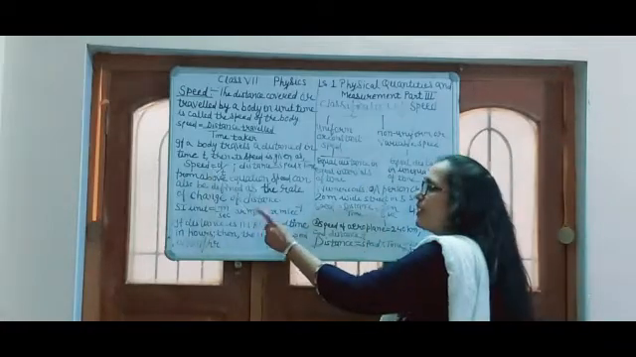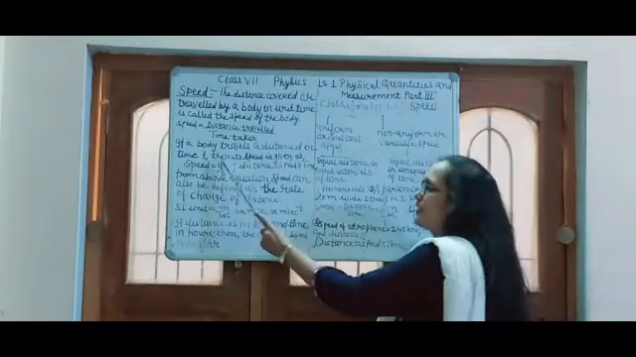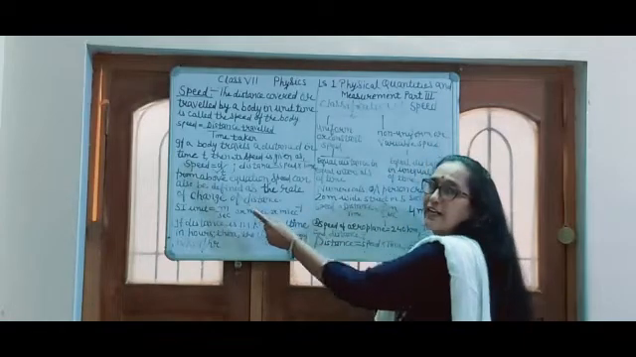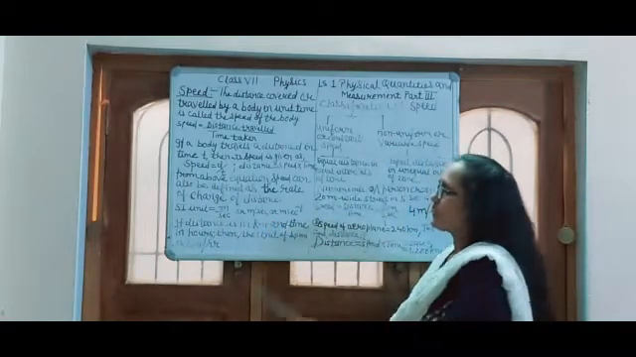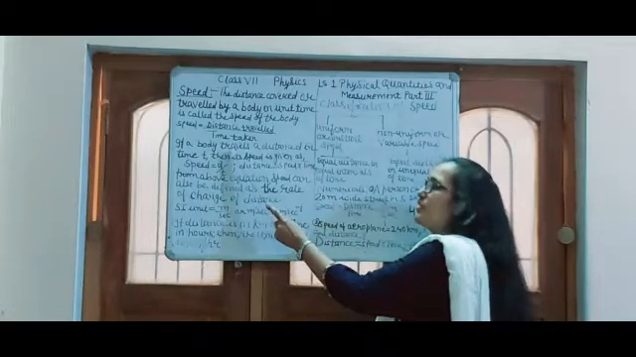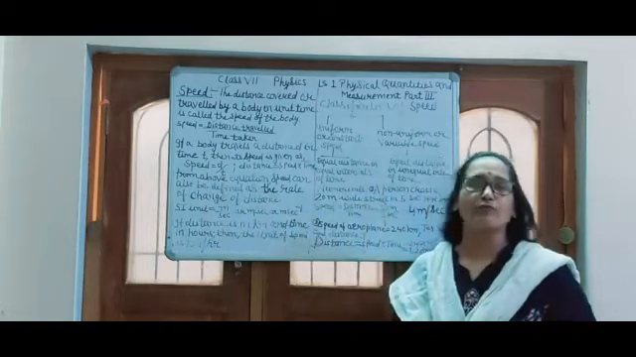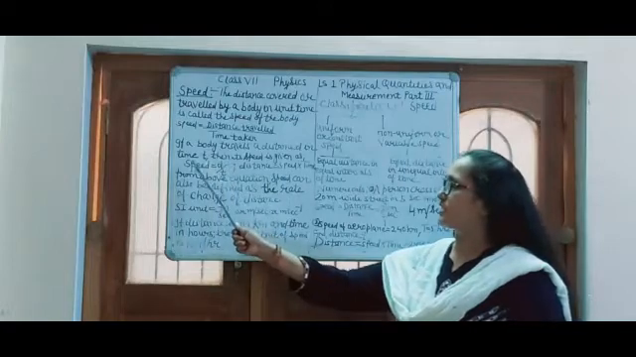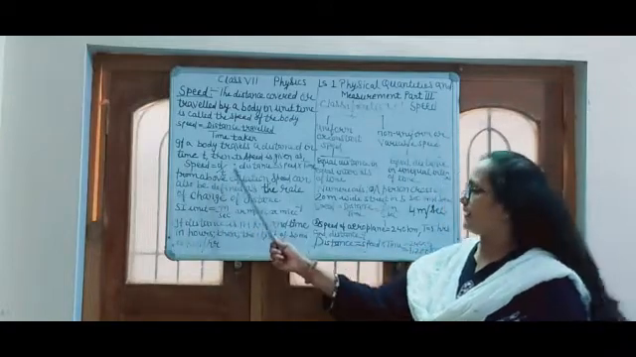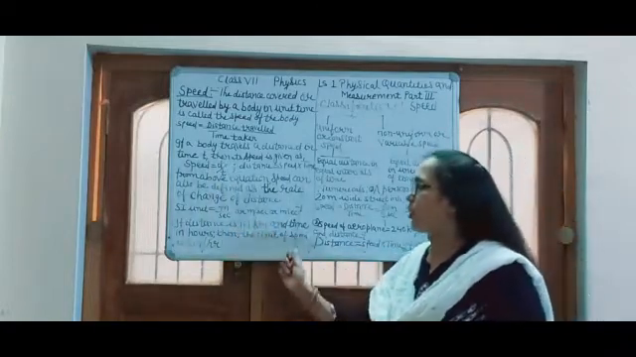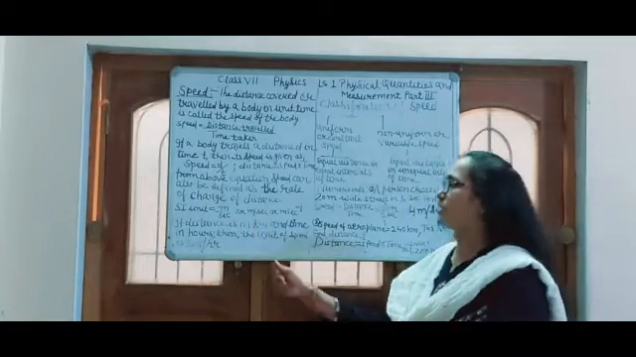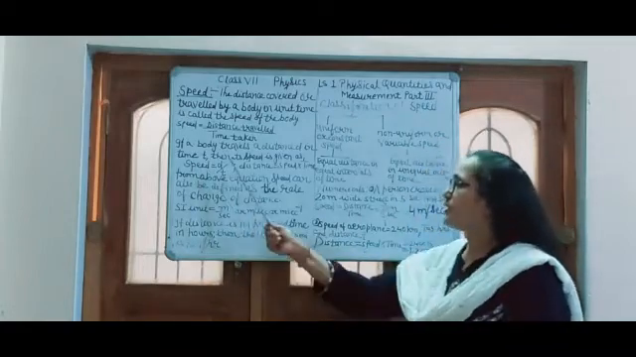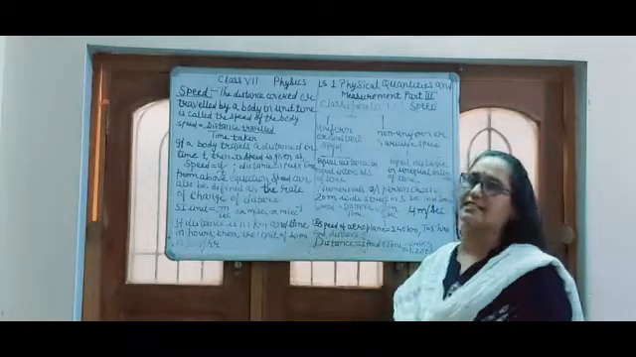From this formula, we can also find that distance is equal to speed into time, and time is equal to distance upon speed. So from the formula of speed, we can find the formula for distance. Distance is equal to speed into time, and time is equal to distance upon speed. And the short definition of speed is what? The rate of change of distance.